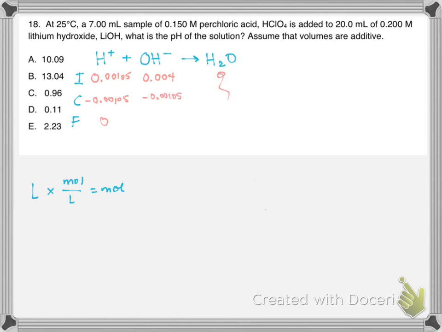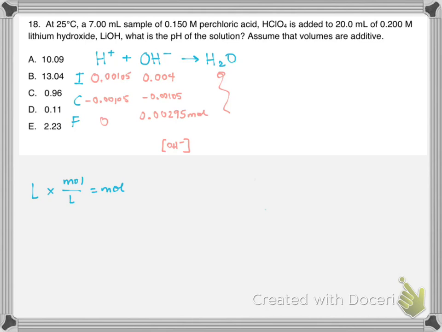And we really don't care about water. So we'll be left with 0.00295 moles of the hydroxide. So that's going to be the only thing in solution that affects our pH. And so we need just then to get our concentration of hydroxide, and then we can figure out pOH and pH.